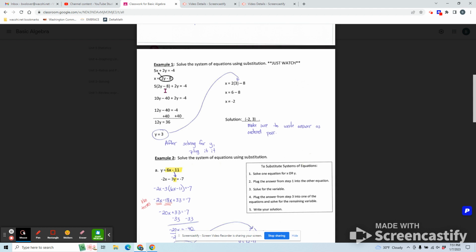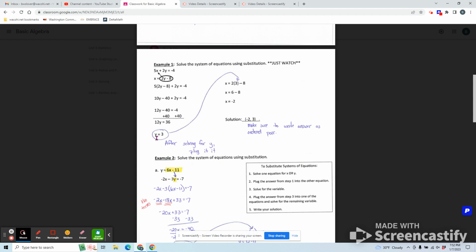So now I want to solve. I want to distribute the 5. So I get 10y minus 40 plus 2y equals negative 4. The 10y and the 2y are like terms. I combine them. They're on the same side of the equal sign. 12y minus 40 equals negative 4. I add 40 to both sides, and then I divide by 12, and I got y was 3.